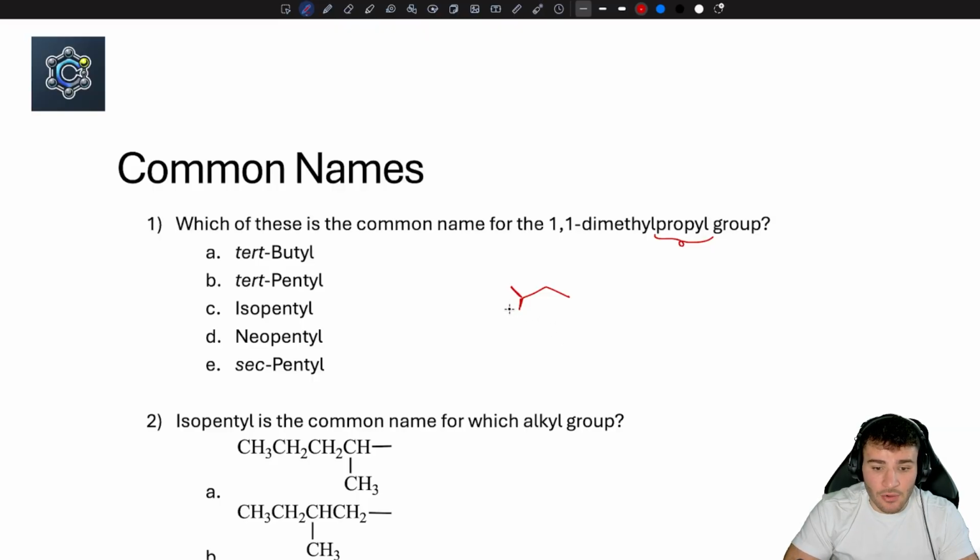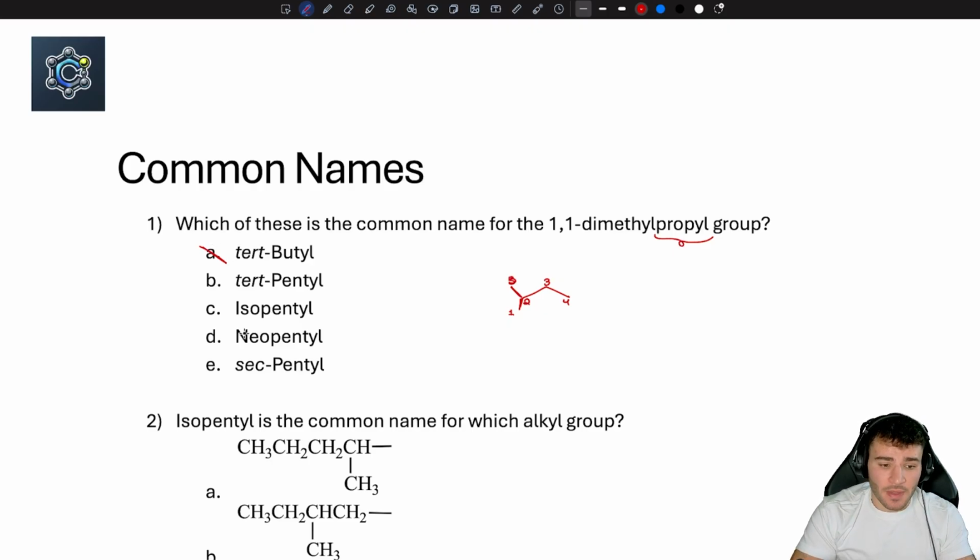And now you can realize, how many carbons do we have in total? I think that's a really good tip. 3, 4, 5. And so we have 5 carbons in total, which means right away we can eliminate anything that has to do with non-5 carbon groups, which means we're eliminating butyl.